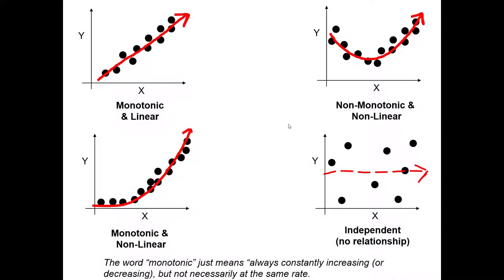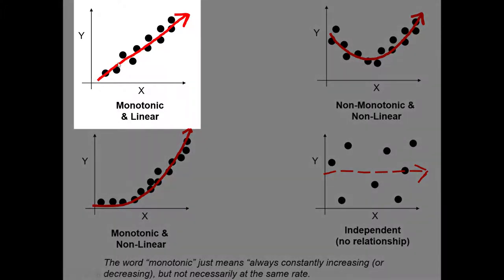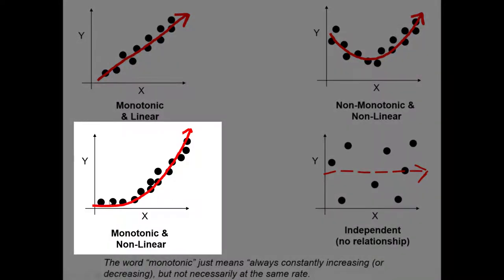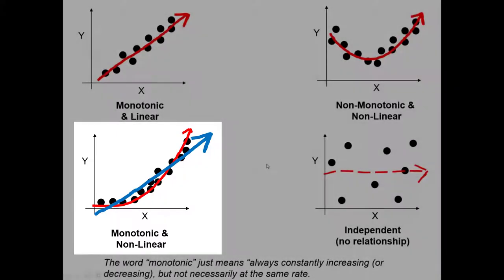Further, it's clear that relationships can be either linear or non-linear in nature. The upper left-hand corner, a straight line, does a good job of depicting the relationship between the X and Y variable. On the other hand, in the bottom left-hand side, we see a clear non-linear relationship, or a curvilinear relationship here. Now, we could attempt to draw a straight line to depict the relationship between the X and Y variable. In other words, try to force a linear relationship between these two. But it's clear that the curvilinear relationship does a better job of depicting that relationship.